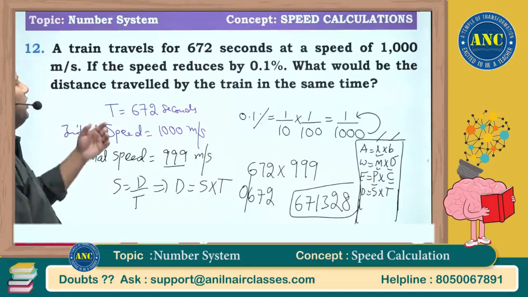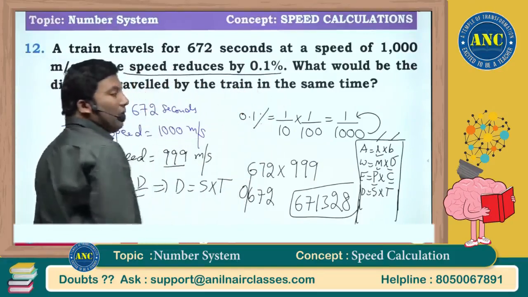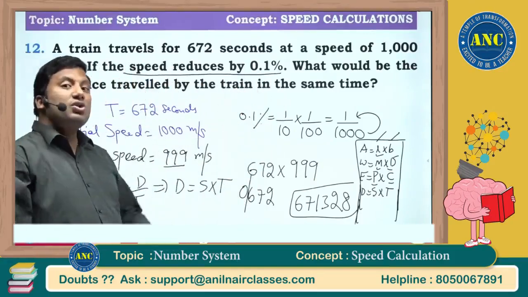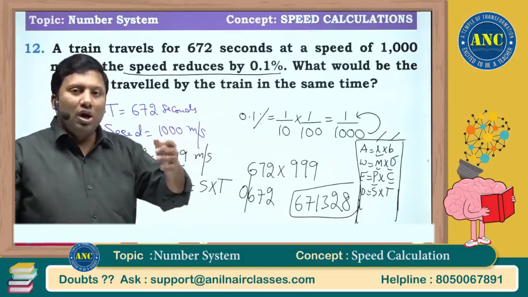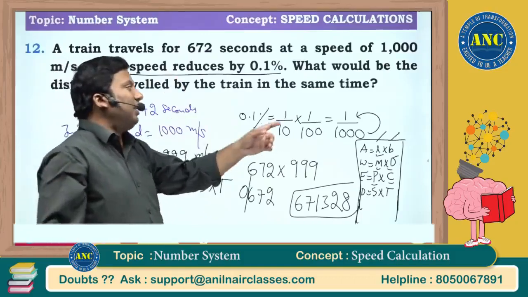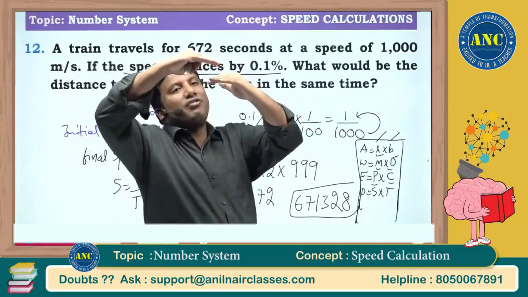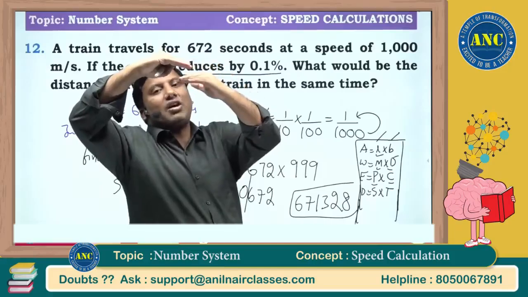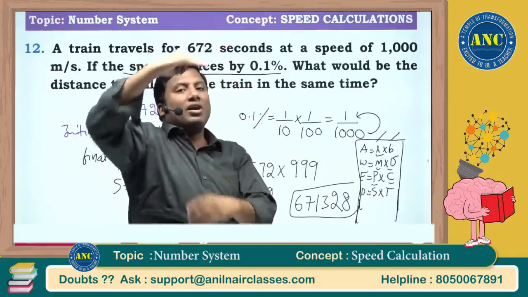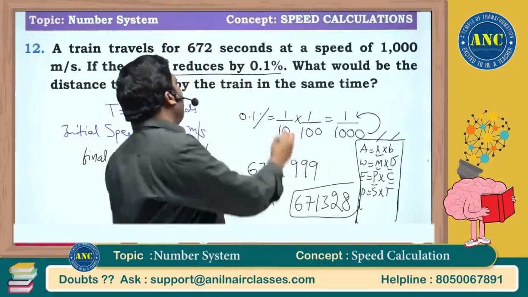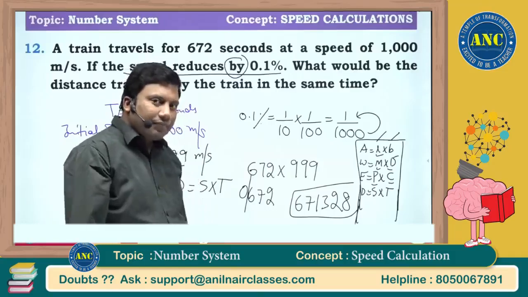On 1000 meter per second, this sentence is extremely important, sir. Speed reduces by. It is not speed reduces to. Reduces to 2 means the final value will become 2. On 1000 there is a decrease of 1. On 1000 decrease of 1 is 999. 1000 became 1, that is reduces to. The important keyword is reduces by.